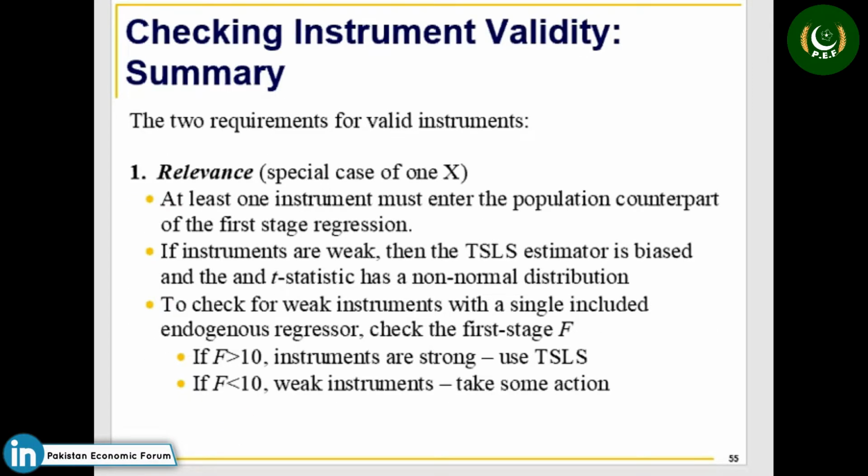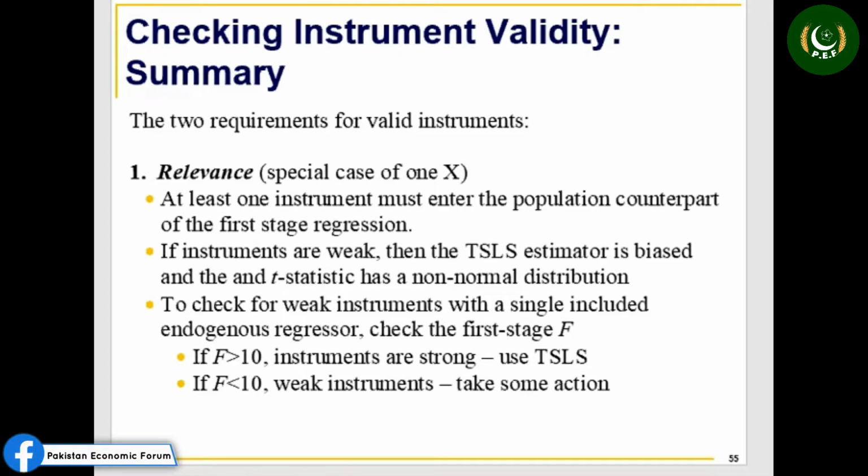If I summarize these two things, first one is relevancy. At least one instrument must enter the population counterpart of the first stage regression. If instruments are weak, two-stage least squares is biased towards OLS, and the t-statistic has a non-normal distribution. Whether an instrument is weak or strong, you need to carry out an F test. If its value is less than 10, you have weak instruments and go for a method other than 2SLS.